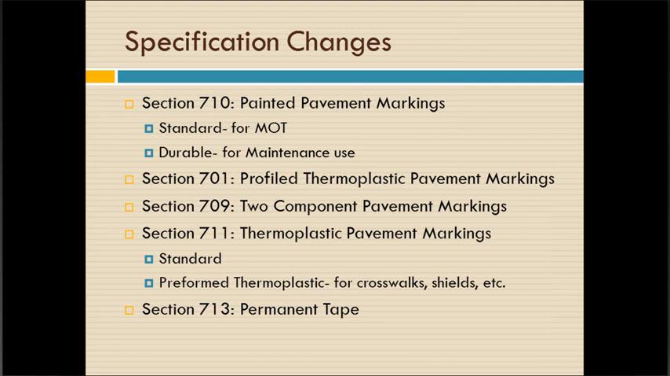Section 709, the 2 component pavement markings. Section 711, the thermoplastic pavement markings. Remember, that includes both the standard thermoplastic, what we see most of the time, as well as the preformed thermoplastic. The preformed thermoplastic is normally used for crosswalks, shields, and other similar type markings. Finally, the 713 permanent tape spec was updated.